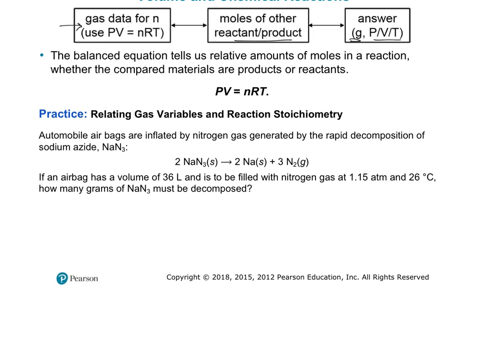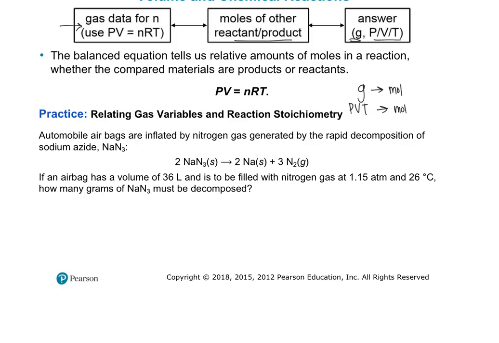So basically we're just saying the ideal gas law is another way to go to moles, just like we can use molar mass to go from grams to moles. We could use pressure, volume, and temperature to go to moles using the ideal gas law, and then stoichiometry from there. Okay, so let's practice that.